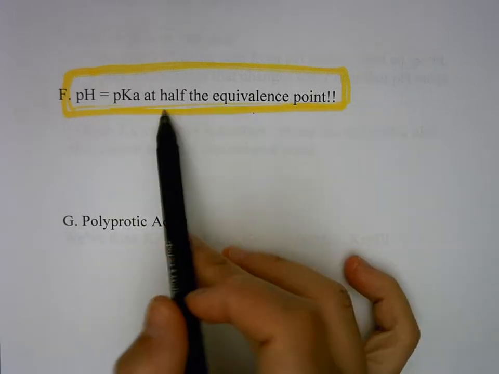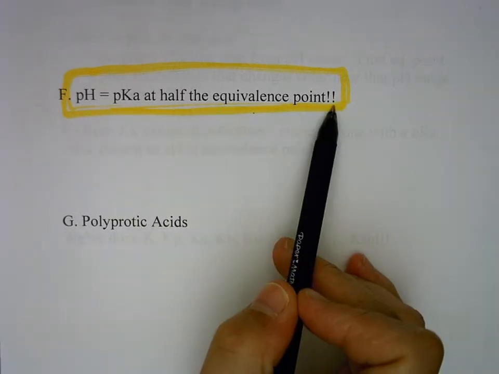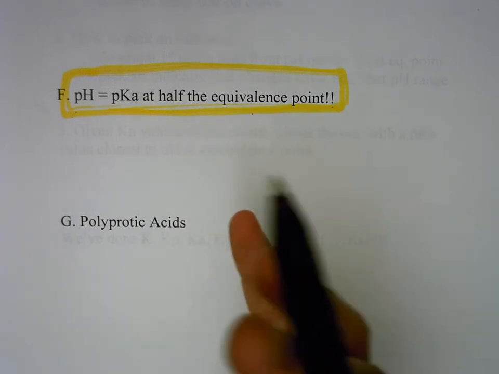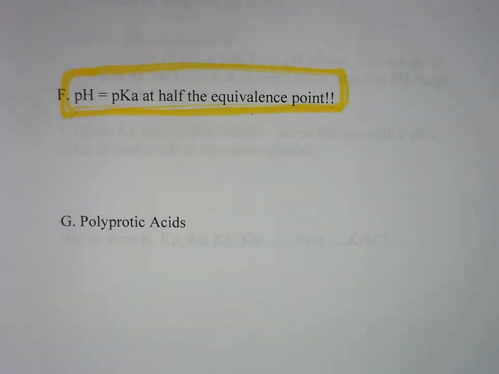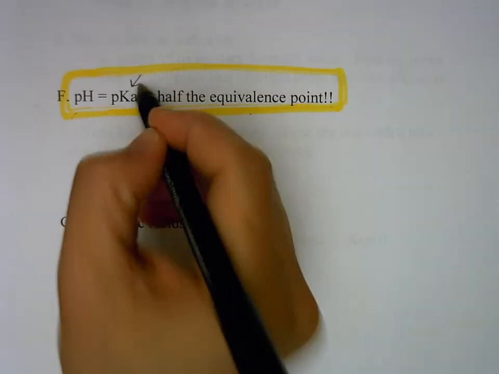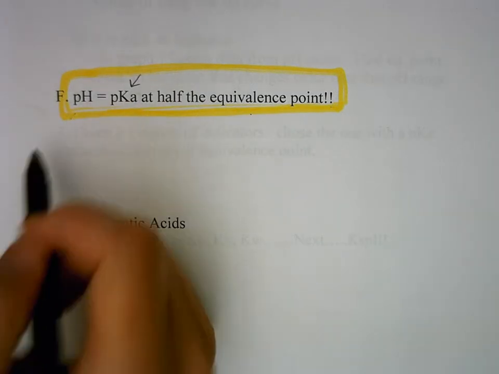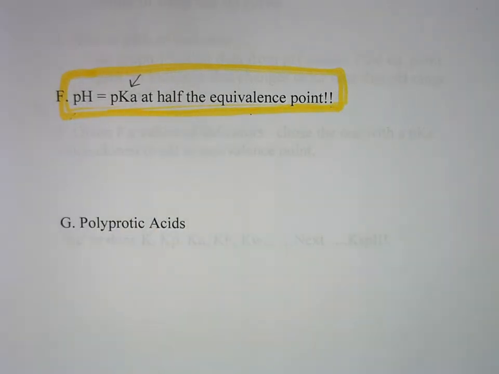Half the equivalence point. At half the equivalence point, the pH is equal to the pKa. Why is that important? If you have one of those titration curves, and you can figure out where half the equivalence point is, then you can figure out the Ka of the acid based on the pH value, and you can identify what that acid is if you don't know it.